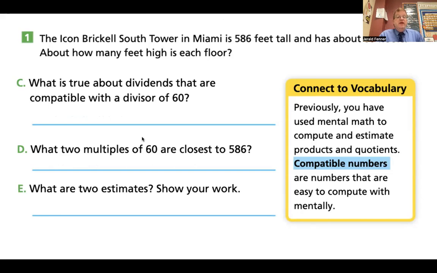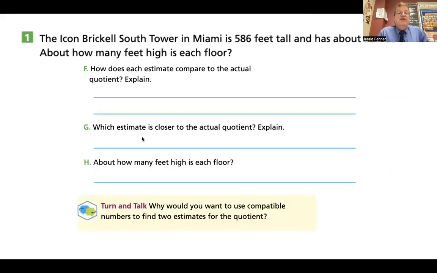So then if we look at the very next question, it says, how does each estimate compare to the actual quotient? So if we look at the answers, we see that 540 is less than 586. 600 is greater than 586.